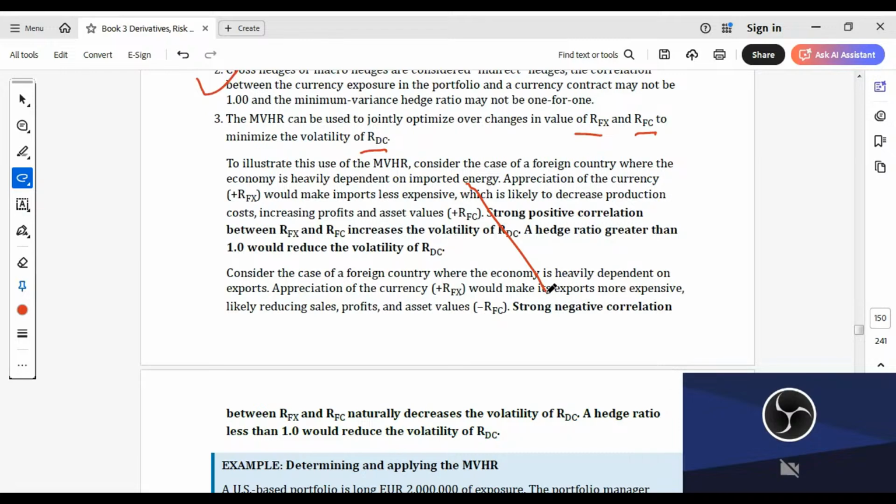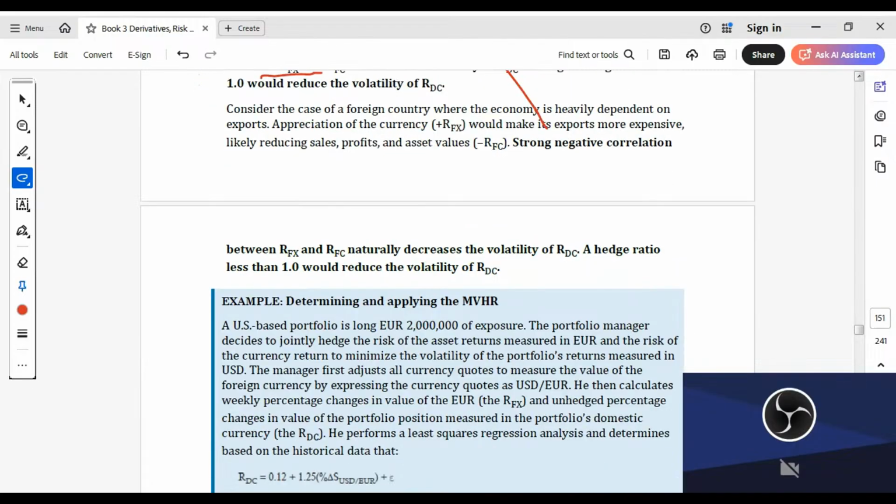Because this has come before also. Positive correlation, suppose bond instrument like, so you will require hedge ratio greater than 1. Strong negative correlation, you will require lesser hedging. So this is a good example.